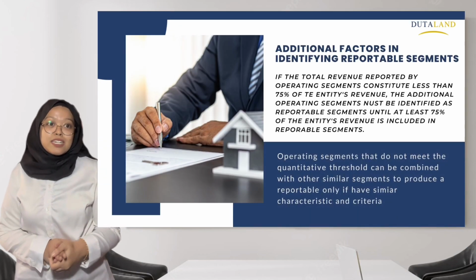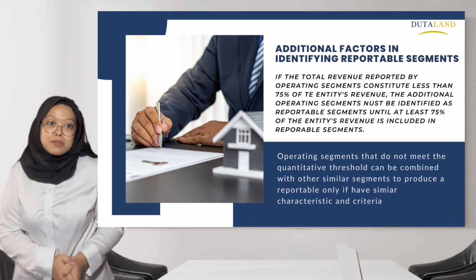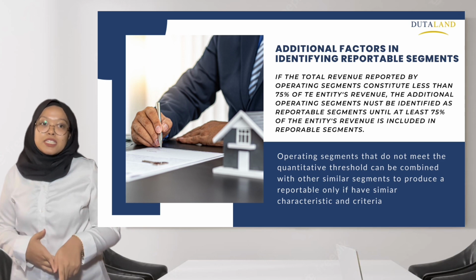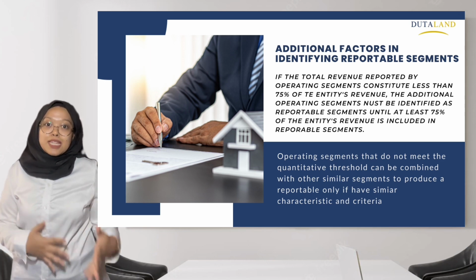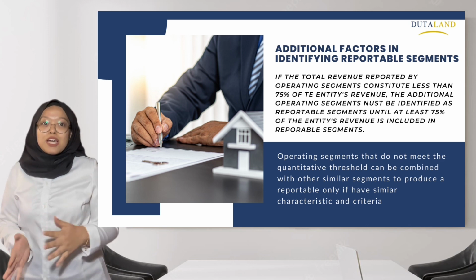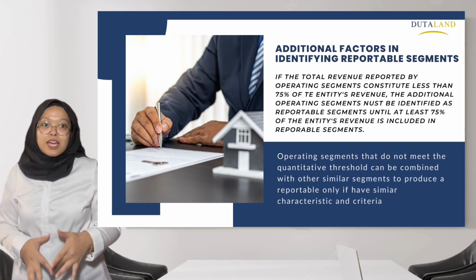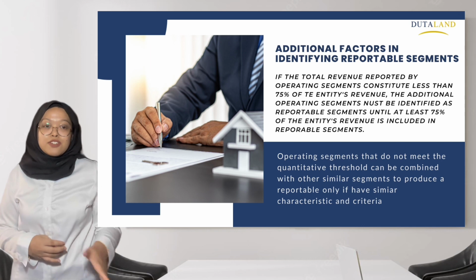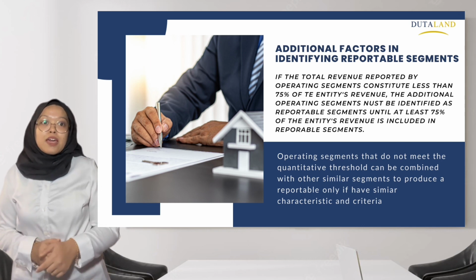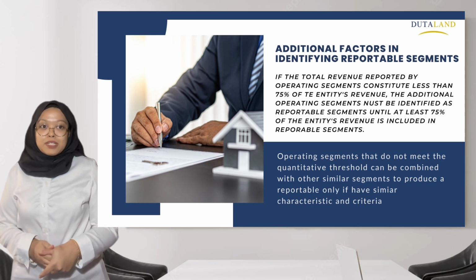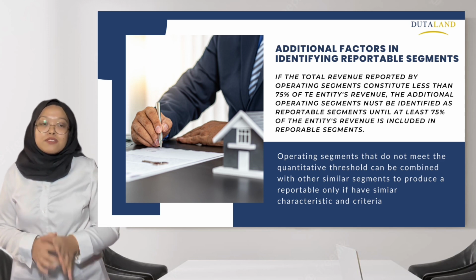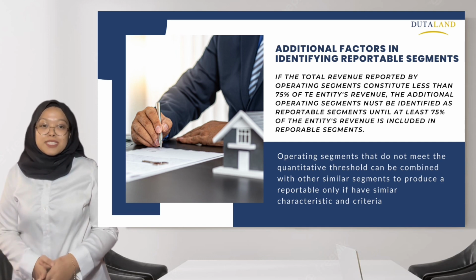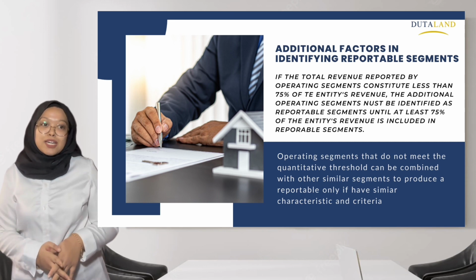Next, additional factors in identifying reportable segments. There are 2 additional factors. The first one is if the total revenue reported by operating segments is less than 75% of the entity's revenue, additional operating segments must be identified as reportable segments until at least 75% of the entity's revenue is included in reportable segments. And the second one is that operating segments that do not meet the quantitative threshold can be combined with other similar segments to produce a reportable segment, only if the operating segments have similar economic characteristics and share the aggregation criteria.